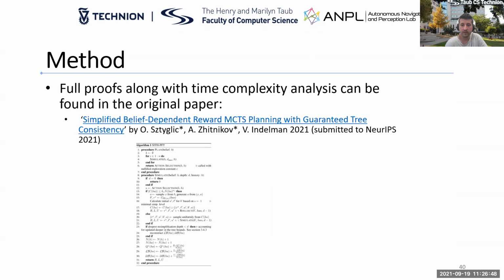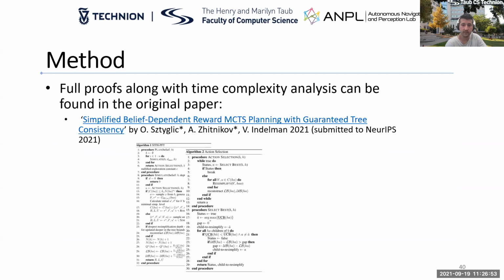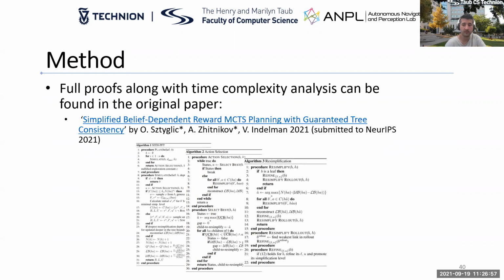All the proofs for these theorems, along with the algorithmic scheme, can be found in our paper, Simplified Belief-Dependent Reward MCTS Planning with Guaranteed Tree Consistency, that was submitted to NIPS 2021.